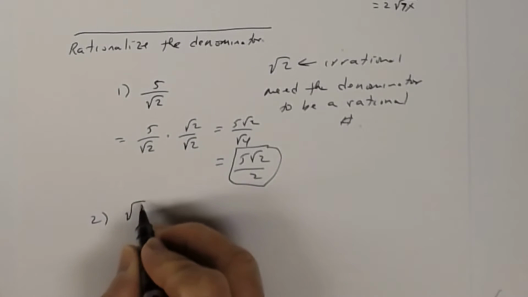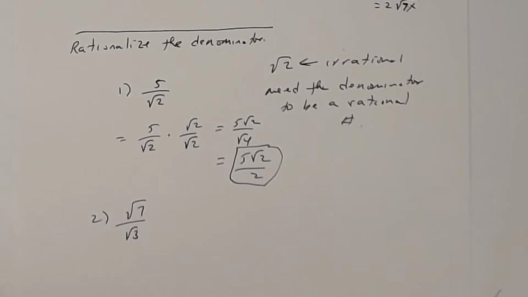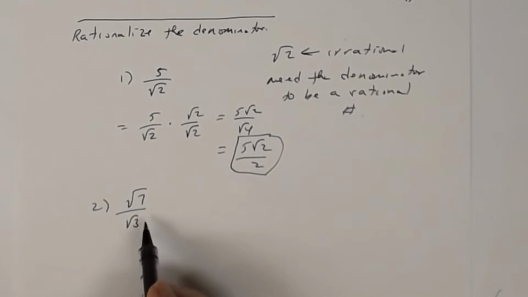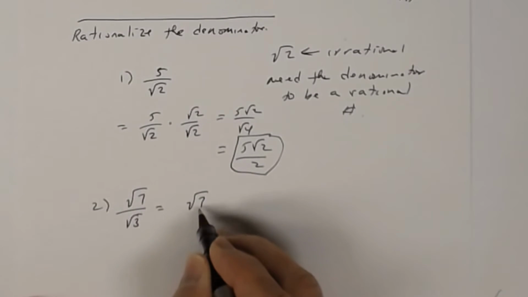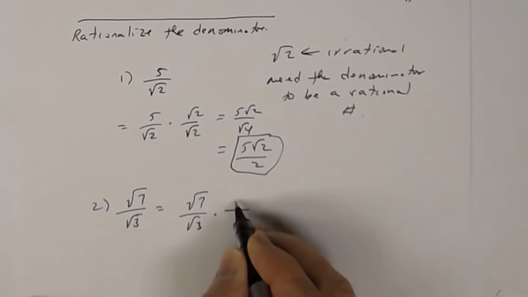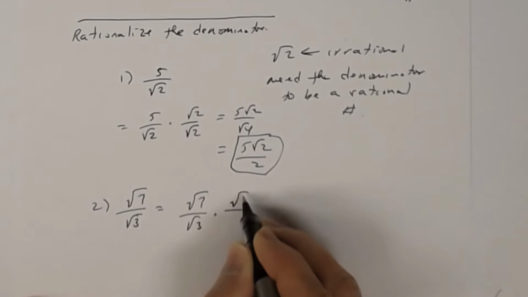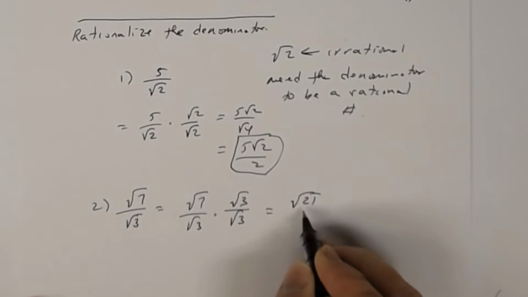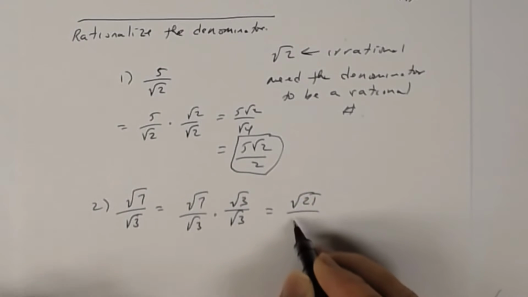Number 2, we have the square root of 7 divided by the square root of 3. Well, notice the denominator is an irrational number. 3 is not a perfect square, so it's going to be an irrational number. And so to rationalize the denominator, I'm going to multiply both numerator and denominator by that radical, so square root of 3 over square root of 3. And then I'm just going to rewrite it as one radical. The square root of 7 times the square root of 3, remember that's the square root of 21. And then the square root of 3 times the square root of 3, that's the square root of 9.